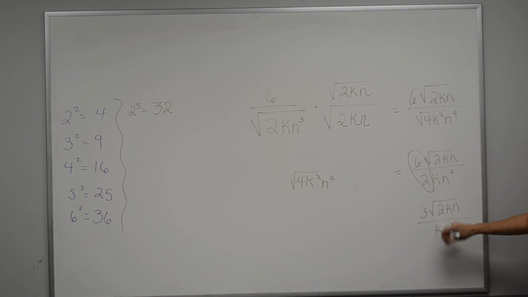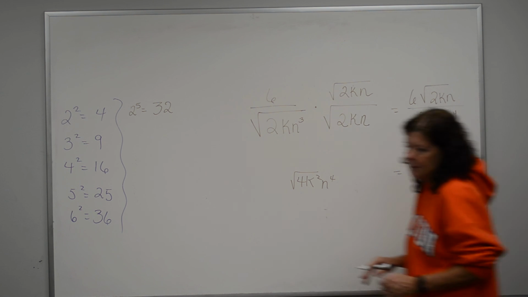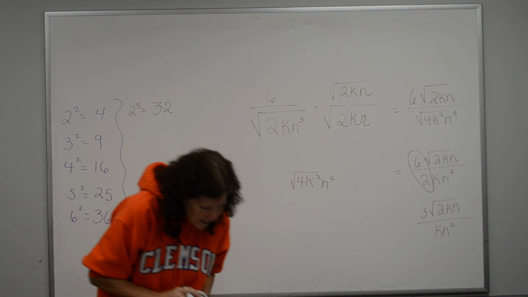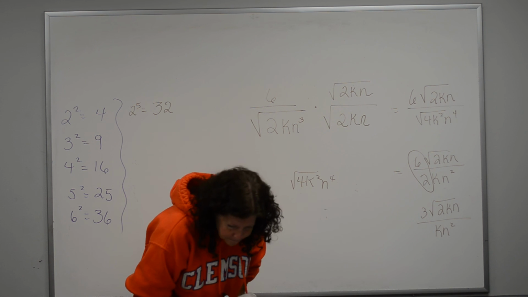How come I can't reduce that k or that n? One's inside of the root, one's outside. I can't do that. If it's inside, it's got to stay inside. If it's outside, it's got to stay outside, and I can't put those two things together. Kind of makes sense? It's weird. It's different.